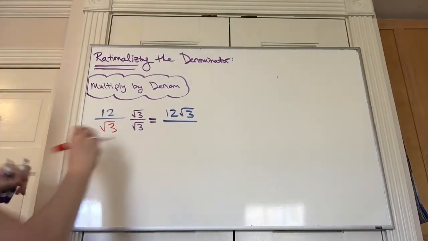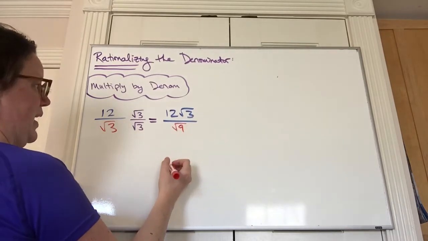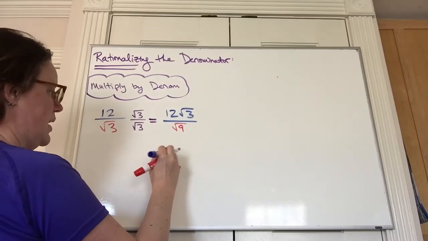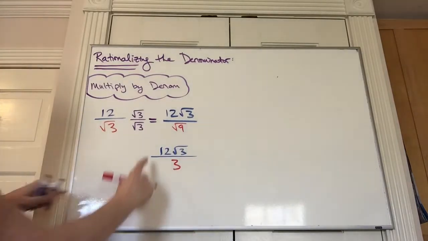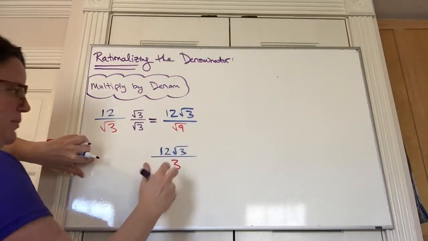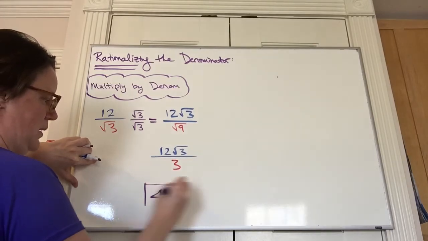The bottom is going to become root 3 times root 3, which is root 9, also known as 3. So this became 12 times the square root of 3 divided by 3. And because I now have a regular number over a regular number, I can actually do 12 divided by 3, which is 4. This answer is 4 times the square root of 3.